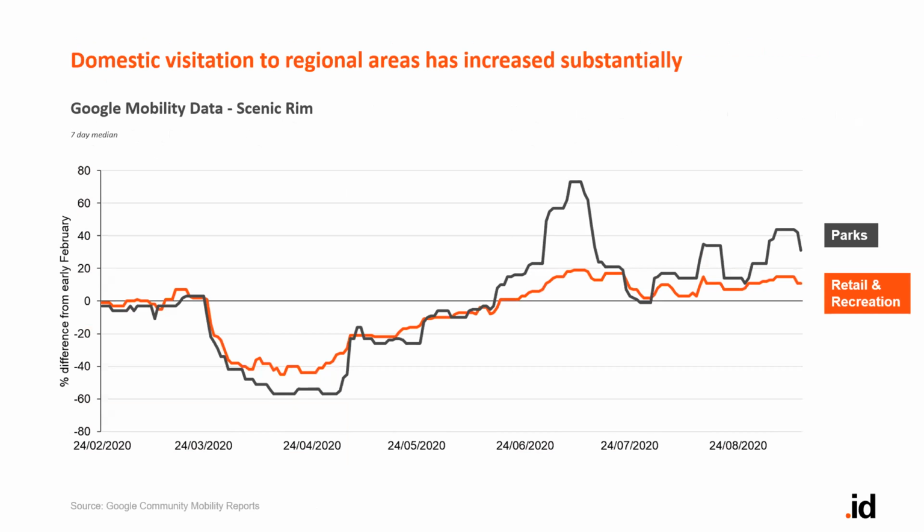Domestic visitation to regional areas has increased substantially, and we know that domestic visitation, that's the new baby, because international tourists are not going to be coming for some time. There will be restrictions, there will be travel bubbles put in place, but domestic tourism is where we're going to see our greatest growth, and we're already starting to see that, particularly in areas like Toowoomba, the Scenic Rim.